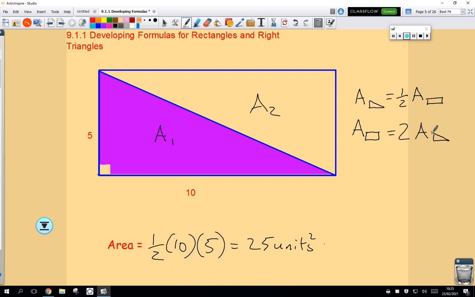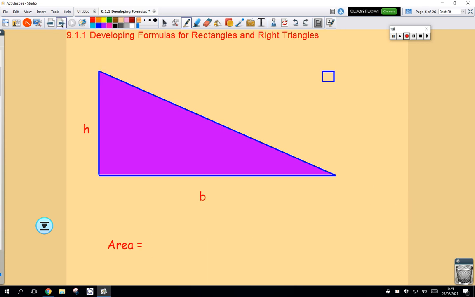Okay, so we're gathering little formulas as we go. So we have the area of a rectangle is equal to length by width. So the area of a right triangle is just half of the length by the width. The area of a triangle, usually we use, instead of length and width, when we're talking about triangles, we use the words base and height. So the area of the triangle is half the base by the height.